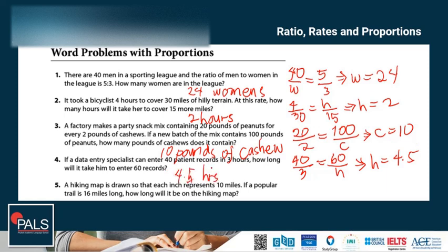Number 5, the answer is 1 over 10 is equal to n over 16. n is equal to 1.6. So it means 16 miles long is equivalent to 1.6 inches.